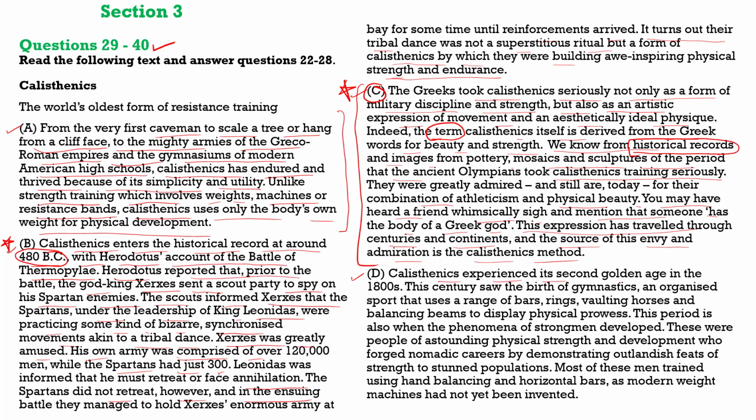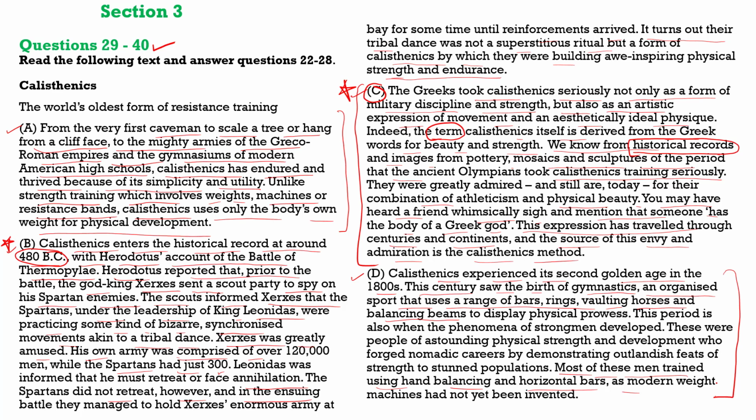Calisthenics experienced its second golden age in the 1800s. This century saw the birth of gymnastics, an organized sport that uses a range of bars, rings, vaulting horses and balancing beams. I am skipping 2-3 lines. Most of these men trained using hang balancing and horizontal bars. Now students, only by skimming passage number D, I have got an idea. It is talking about the different things that are used in calisthenics, right? Bars, rings, vaulting horses, balancing, horizontal bars, modern weight machines, etc. So it is not talking about the last famous person related to calisthenics.